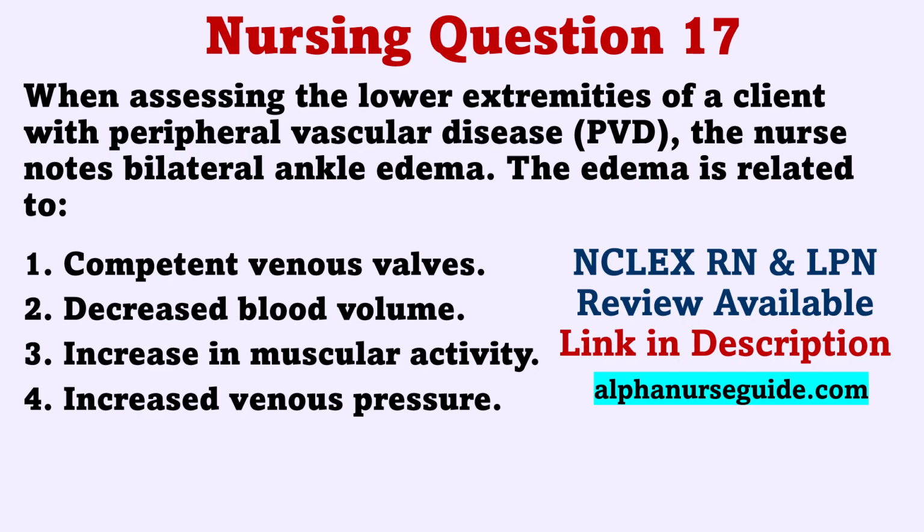Increased venous pressure. In PVD, decreased blood flow can result in increased venous pressure. The increase in venous pressure results in an increase in capillary hydrostatic pressure, which causes a net filtration of fluid out of the capillaries into the interstitial space, resulting in edema. Valves often become incompetent with PVD. Blood volume is not decreased in this condition. Decreased muscular action would contribute to the formation of edema in the lower extremities.